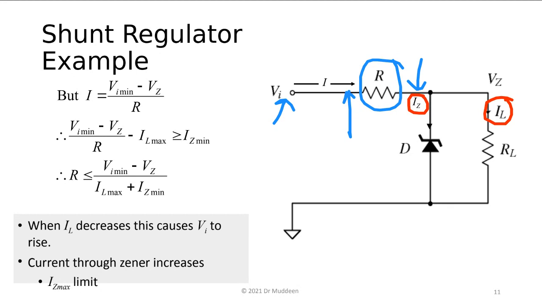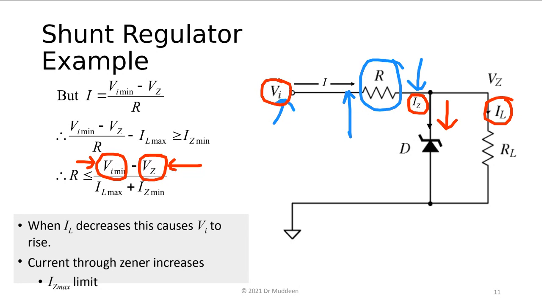The power supply doesn't care one way or the other. It was designed to provide I. You calculated everything. I is a function of VI and VZ. VZ is fixed. VI was designed for, based on what you made the unregulated supply to do. So if IL starts to decrease, what's going to happen, of course, is that VI goes up a little bit, because you're taking less current from the power supply, but the extra current now is going to have to go through here.